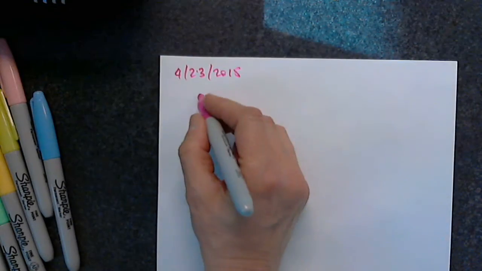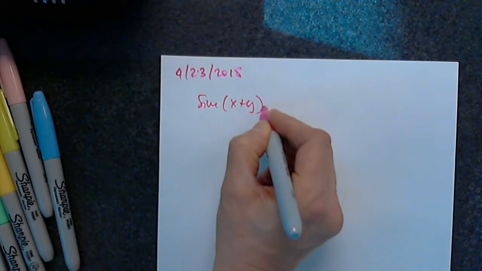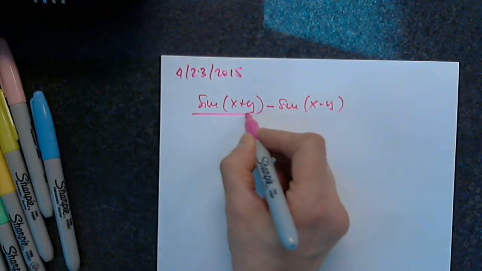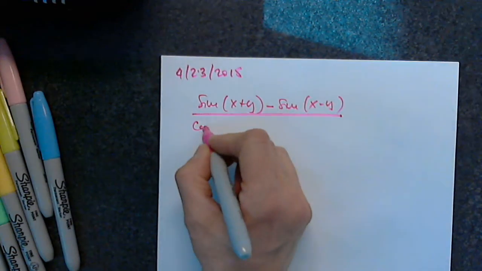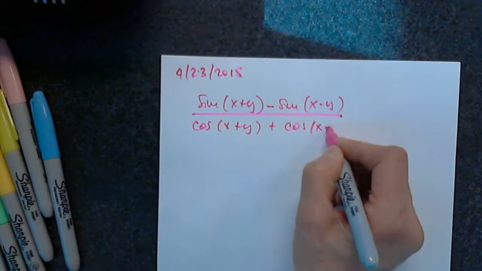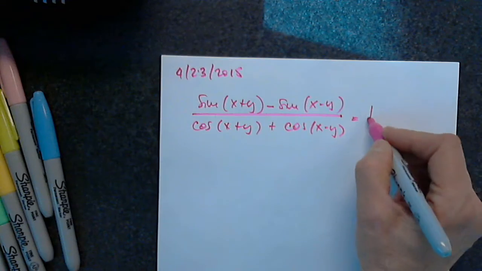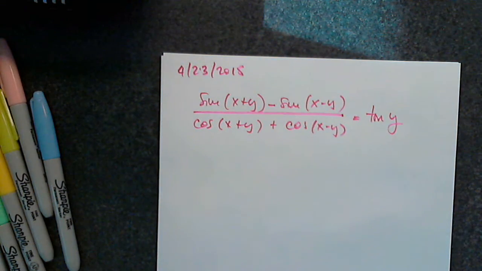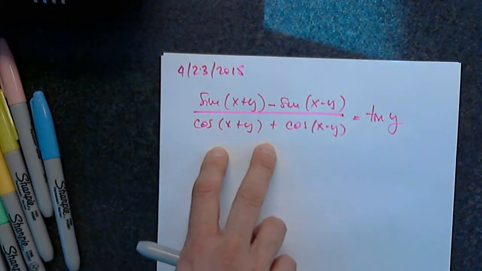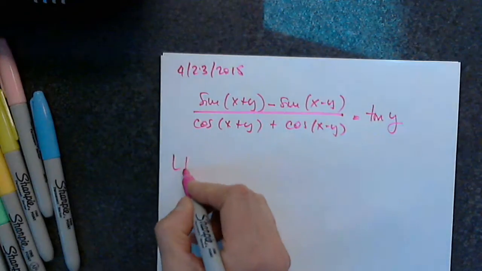Okay, so we have sine(x+y) minus sine(x−y), everything divided by cosine(x+y) plus cosine(x−y), equals tangent y. Obviously, I will start from the left-hand side. I will expand this because there are two different formulas. I will expand these two. They're two different formulas. And so the left-hand side.